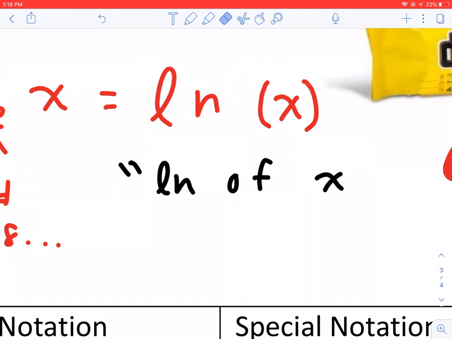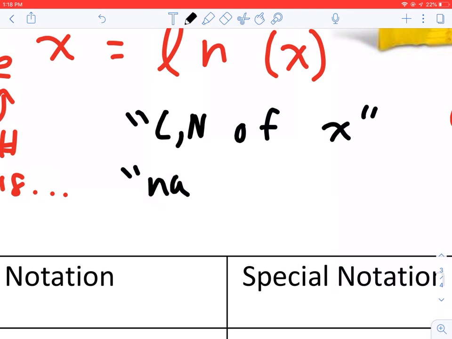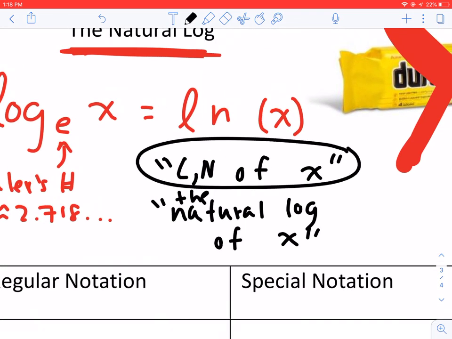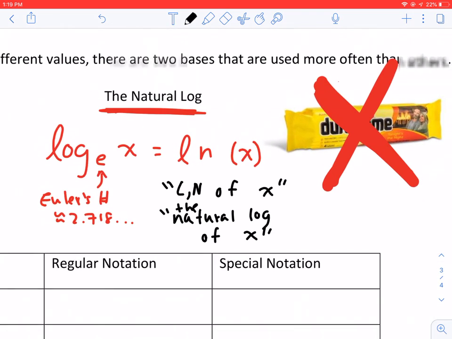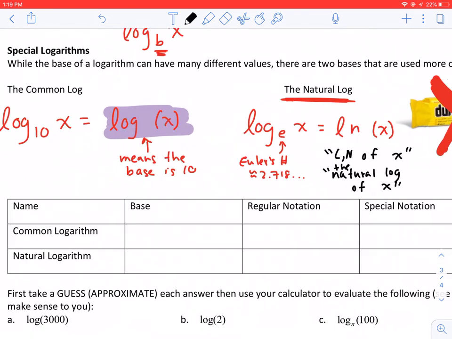Or maybe I should write it like this. ln of x is how you would say it. Or you can say the natural log of x. That has more syllables though, so I say ln of x. Don't say ln. Ln is not a thing. Or maybe it is, but it's not a thing for me.